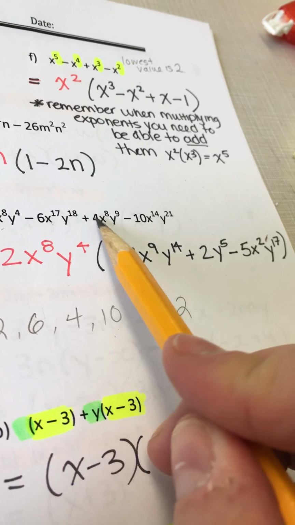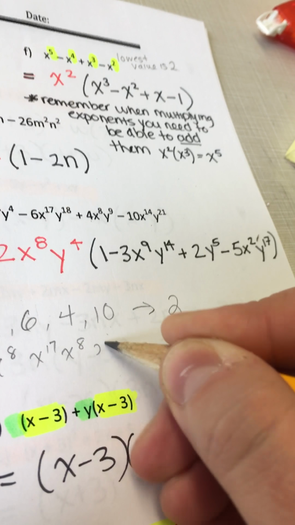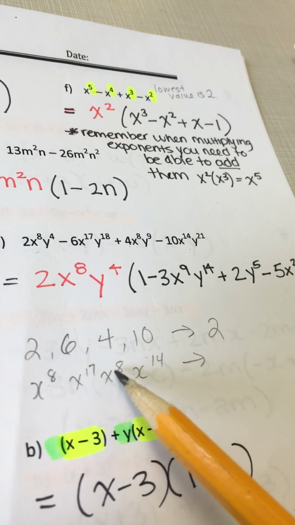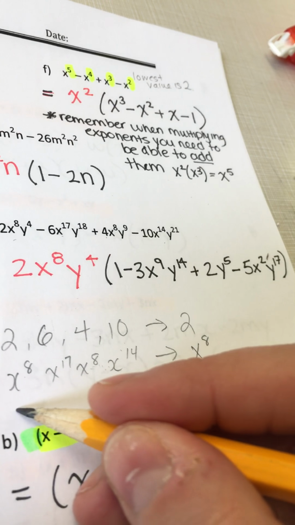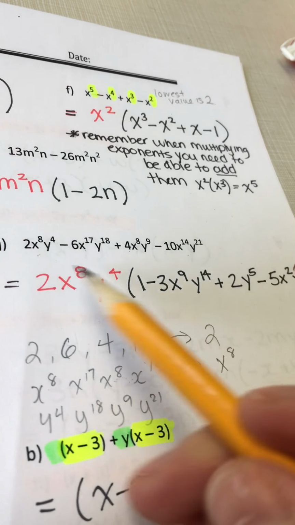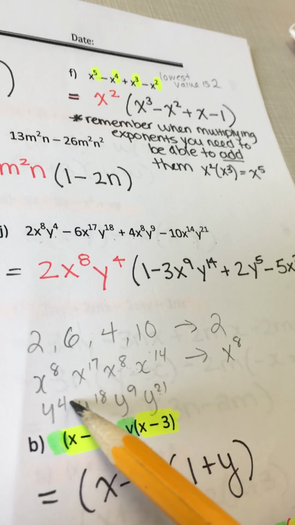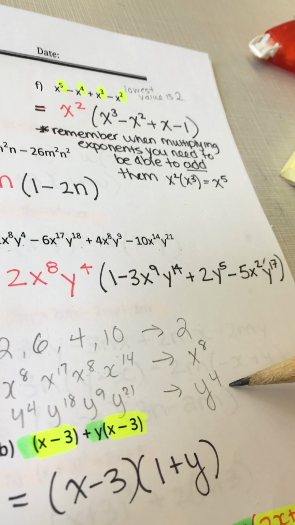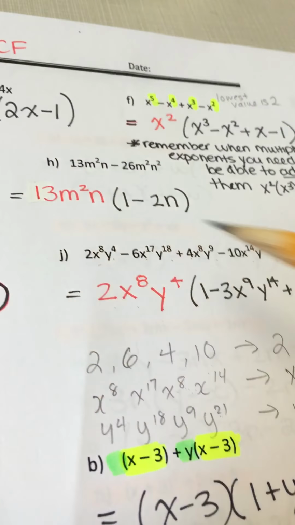Then you look at all your x's. I have an x^8, an x^17, an x^8, and an x^14. Once again, you pick whichever one is the lowest, which in this case is x^8. And then finally for y, you have y^4, y^18, y^9, and a y^21 from the question, and you look at which one is the lowest. The lowest is y^4. So the 2, the x to the power of 8, and the y to the power of 4 is my greatest common factor, which I put in red for all the examples.